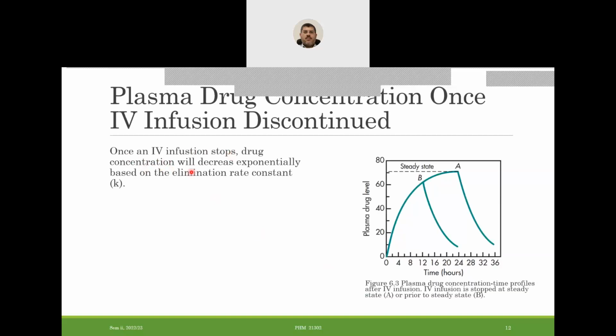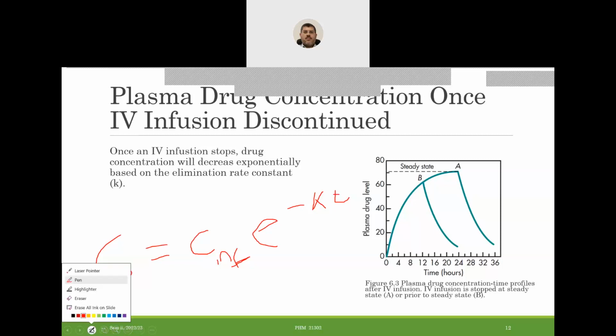Okay. So once IV infusion stops, the drug concentration will decrease exponentially based on the elimination rate constant. So the equation will be C at time t will be equal to the last concentration from the infusion times e to the power negative kt. The most important thing here: what kind of t is it?